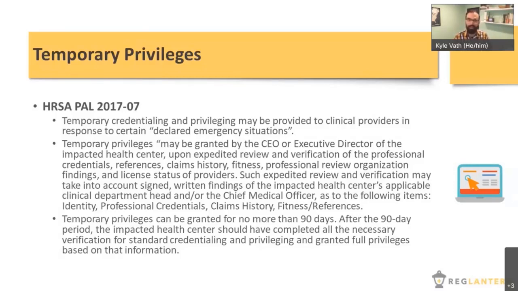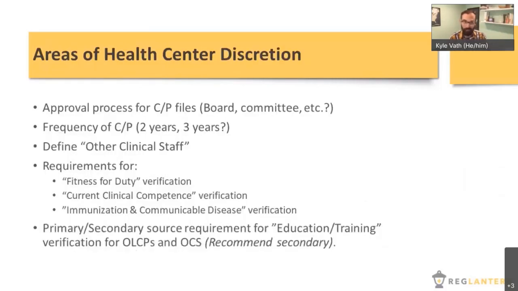FTCA has spelled those out, and it's basically for declared emergency situations like Hurricane Katrina or the recent pandemic. So make sure you look at this PAL 2017-07, make sure it's at least compliant with that, and if it's not, you need to either remove it or make sure it gets into compliance.